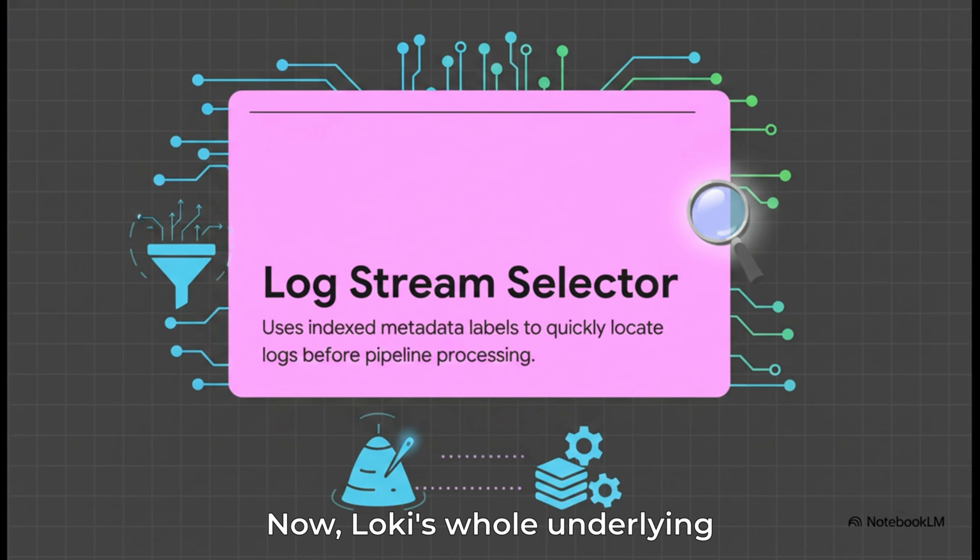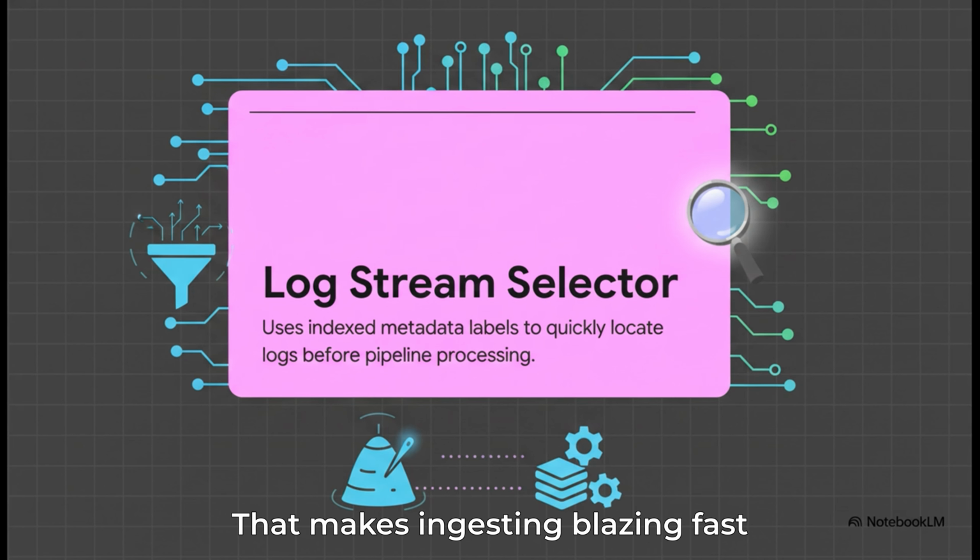Now, Loki's whole underlying philosophy is to index little, grep a lot. Traditional logging systems heavily index the full text of every single log line, right? And that gets super expensive and incredibly complex to manage at scale. Loki, on the other hand, only indexes the metadata, the labels. That makes ingestion blazing fast and storage incredibly cheap.